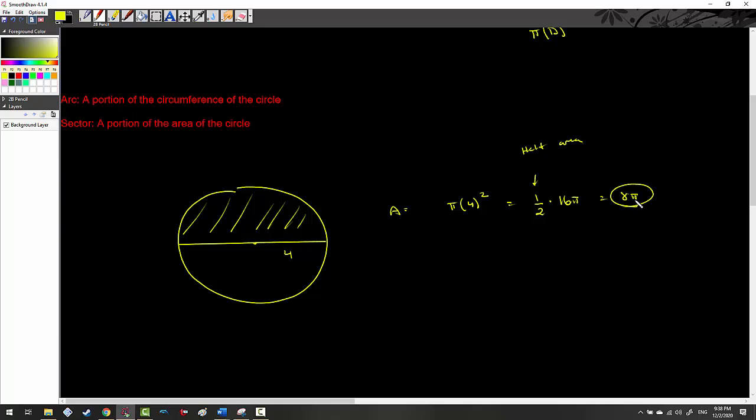Cool. Now again, if I wanted to find half the circumference, that's going to be 2 pi r, and that's going to end up becoming 8 pi. But if I only wanted half the circumference, I would take this 8 pi and multiply it by 1/2, giving me 4 pi.